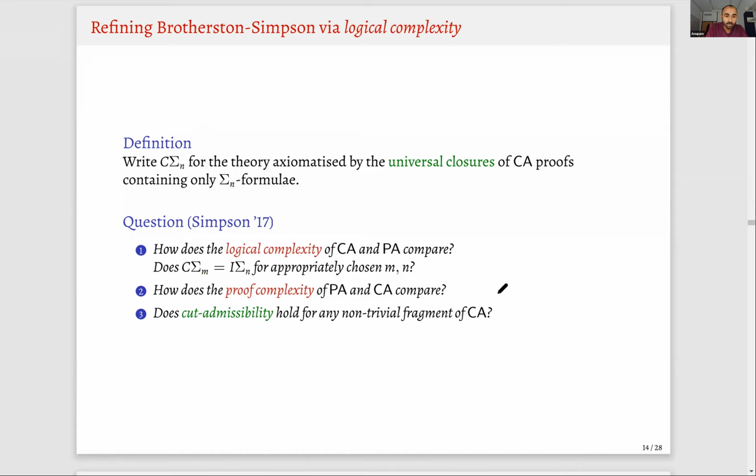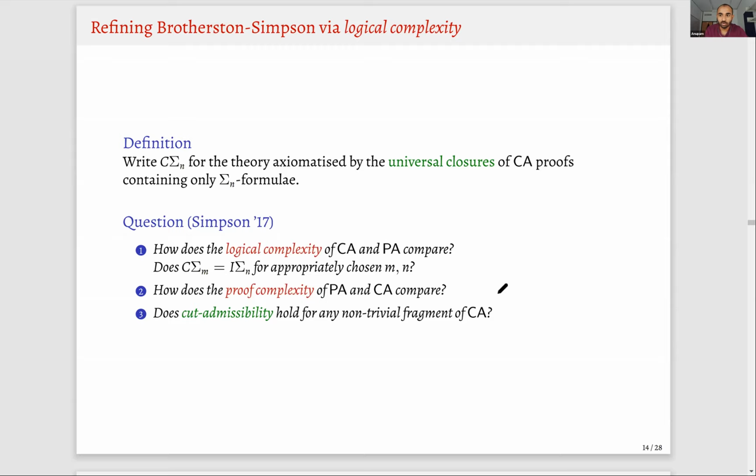And finally, a lot of the work that was done, a lot of what people observe from a proof search point of view in cyclic proofs, is that we don't really need to guess clever inductive invariants. We don't need cut as much. Usually we can do without cut. So can we find some non-trivial fragment of the theory where cut admissibility holds? And these are the questions I'll address here.